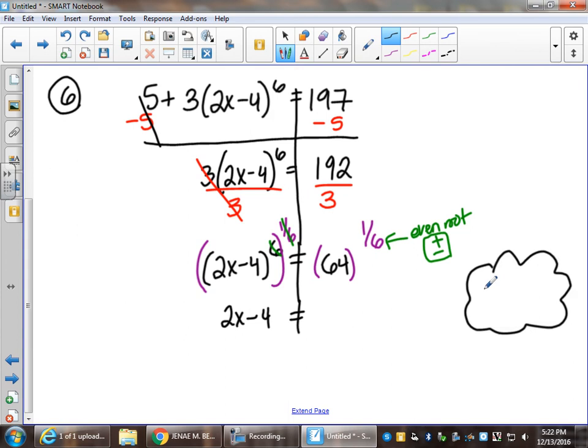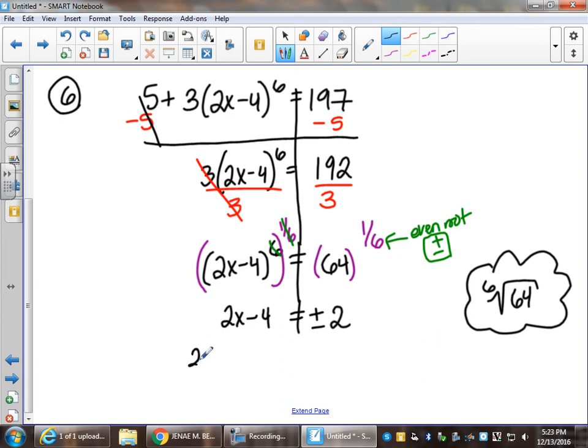Mental bubble. I need you to see this not as 64 to the 1/6. Mentally, I need you to see this as the 6th root of 64. From your chart, the 6th root of 64 is 2, because 2 to the 6th power is 64. But it's not just a 2, because you took an even root here, this is plus or minus 2.